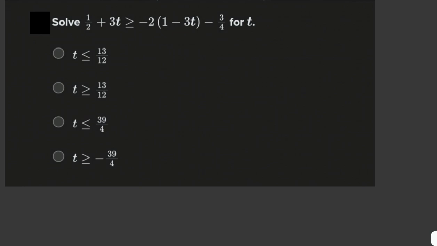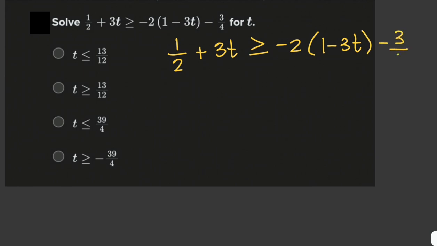To solve this, the first thing we do is we simplify each side of the inequality as much as possible. Then we add and subtract and multiply and divide terms from both sides of the inequality to isolate t. So we have 1/2 plus 3t greater than or equal to negative 2 times 1 minus 3t minus 3/4.